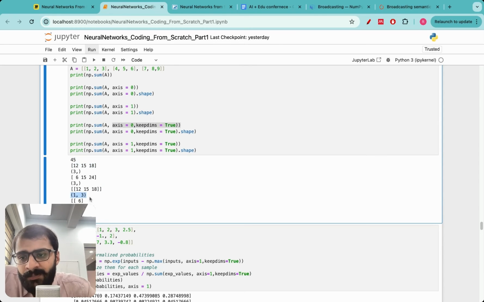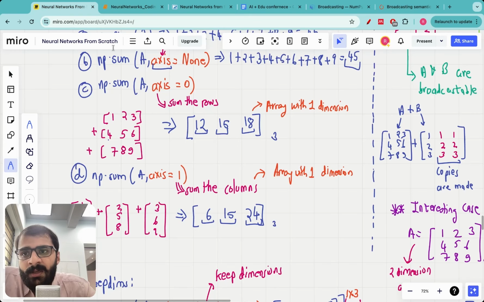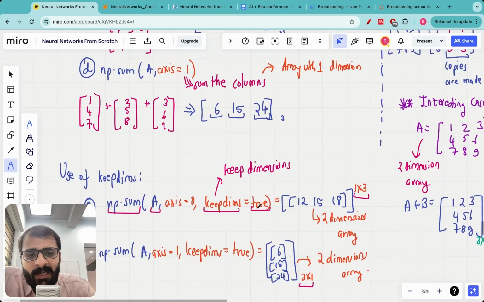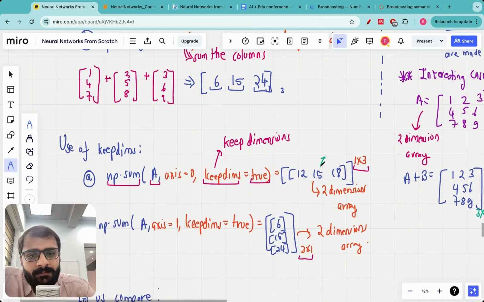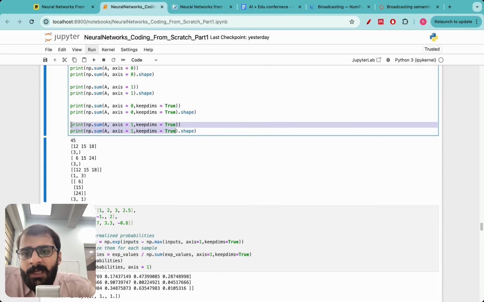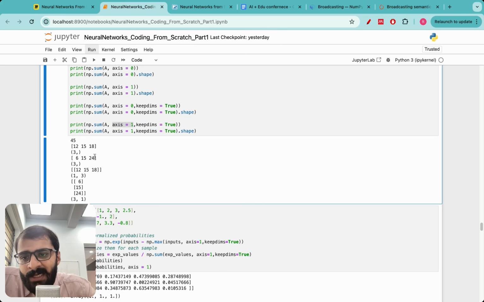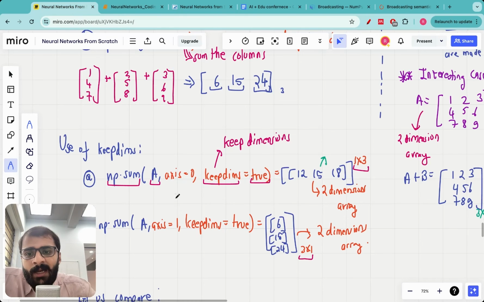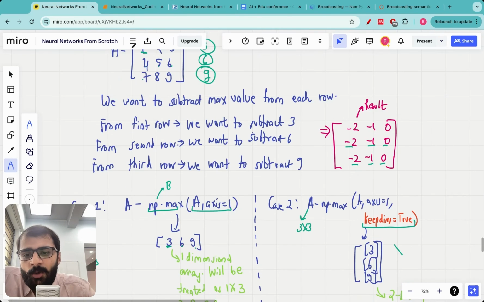But look at the shape. The shape is 1 by 3, which is a 2-dimensional row vector, exactly like we saw over here. And then when we kept keepdims equal to True and we summed along axis equal to 1, the resultant is 6, 15, 24, which is exactly the same as the result here, but now it's a column vector and a two-dimensional array of 3 by 1. So just keep this in mind, and we can actually try one more thing.